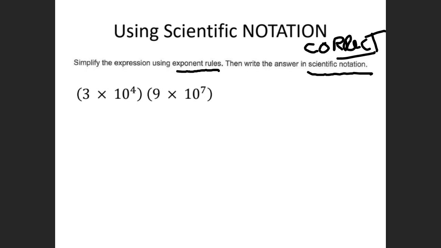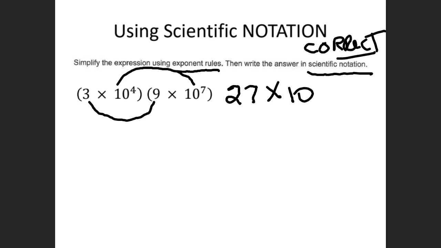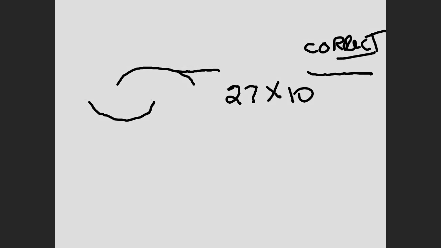This 3 times 9 is going to give me 27. Now, these two are where the rules of exponents come in. This will give me 10. Now I add 4 and 7. That will give me 11.